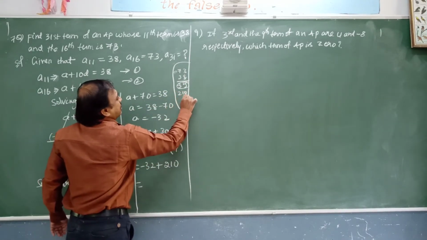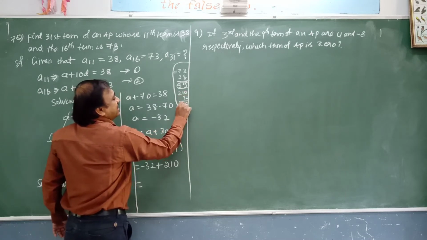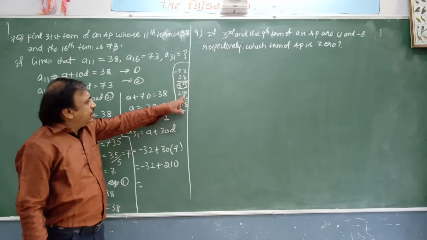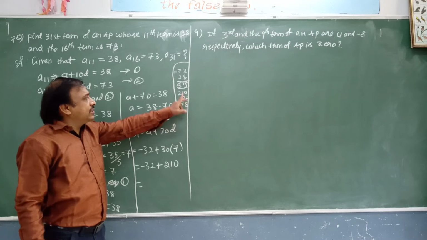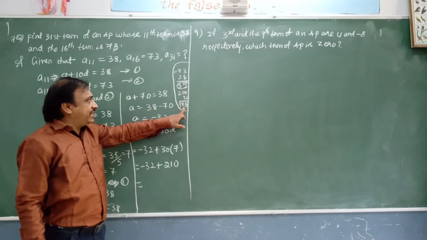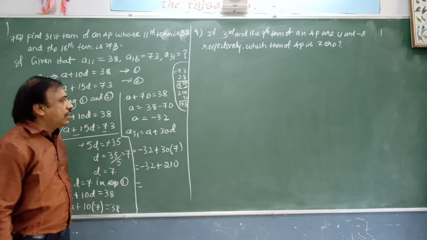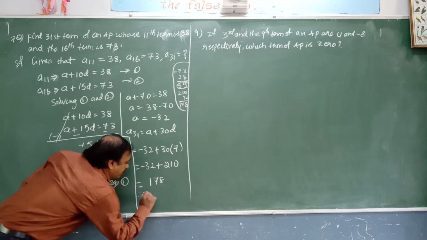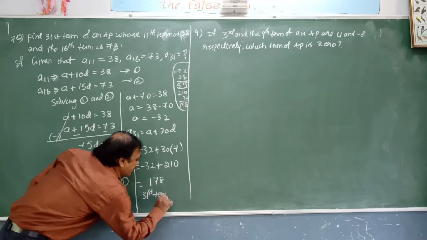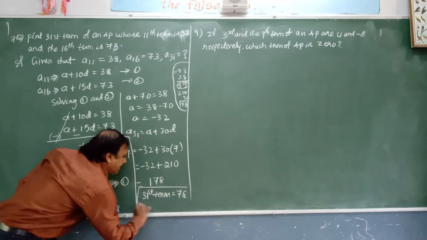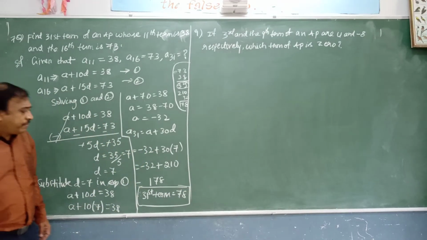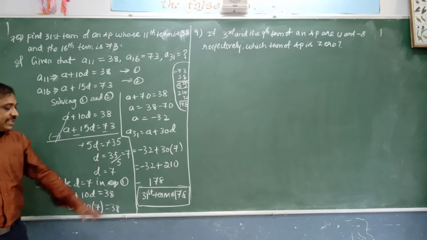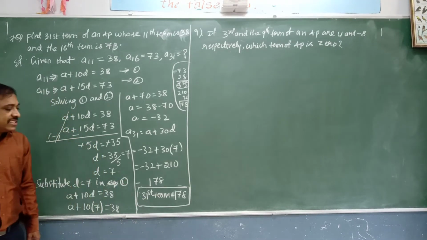So subtract and keep the bigger number's sign. 10 minus 2, 8. Then borrowing, 10 minus 3, 7. Then 1 will be left over. 178. Therefore, the 31st term is equal to 178. I hope you understood. A31, the 31st term, is 178.